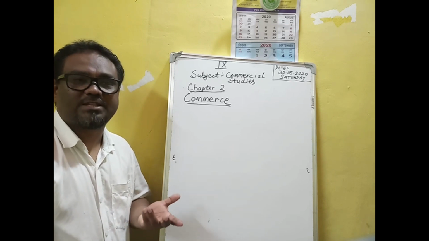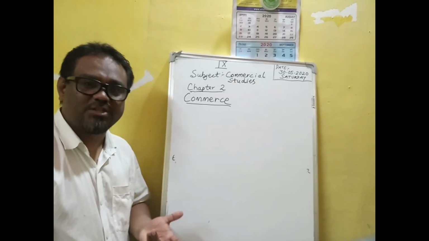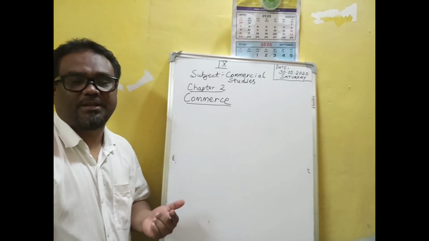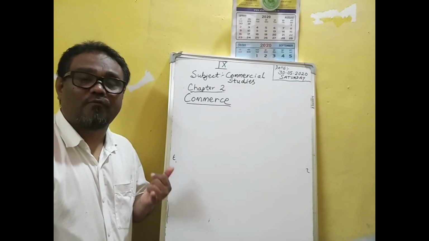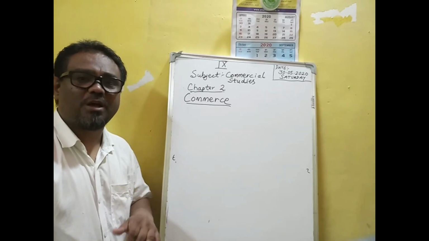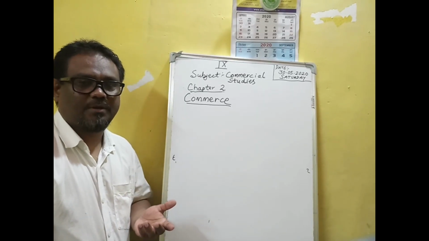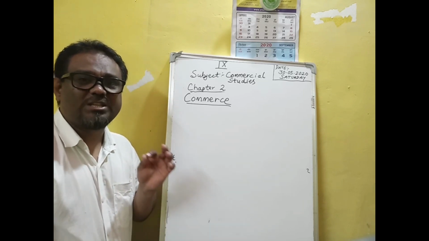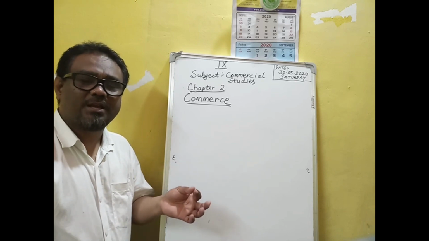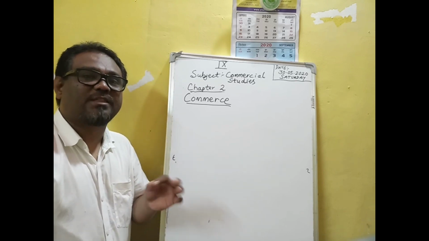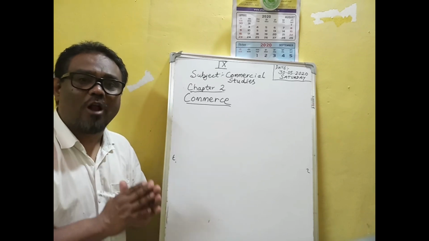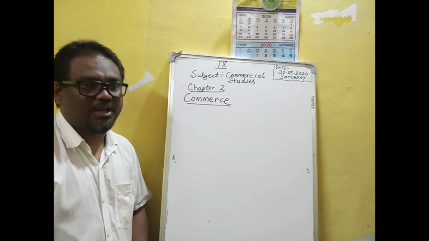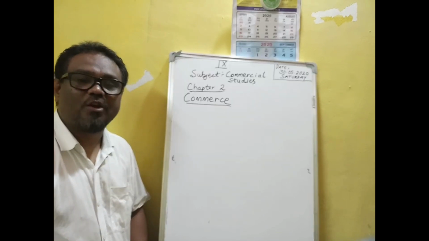As a definition, commerce is the sum total of all those activities which remove the hindrance of person, place and time in the exchange of goods. Commerce is the sum total of those activities which remove the hindrance between the producer and the consumers. Commerce resolves all those problems that lie between the producer and the consumers. So this is the meaning and the definition of commerce.